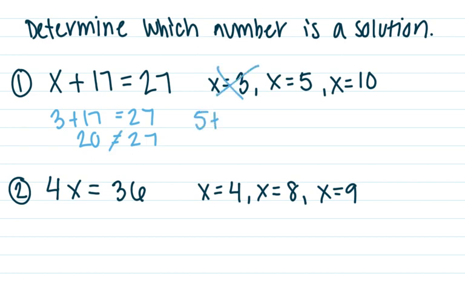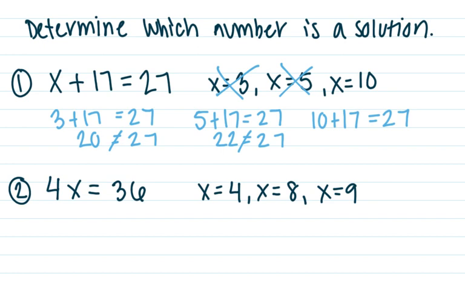The next one is 5 plus 17 equals 27. 5 plus 17 is 22. Does 22 equal 27? No, this one doesn't work. Hopefully the last one does. 10 plus 17 equals 27. 10 plus 17 is 27.